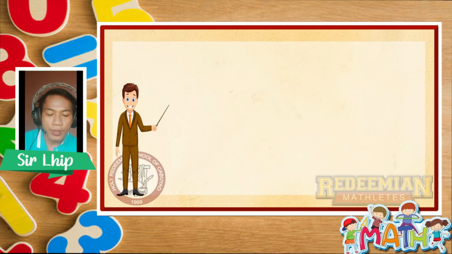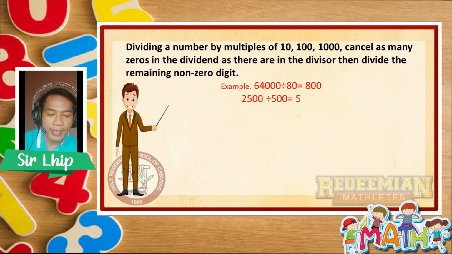In dividing a number by multiples of 10, 100, 1,000, or 10,000, cancel as many zeros in the dividend as there are in the divisor, then divide the remaining non-zero digits.